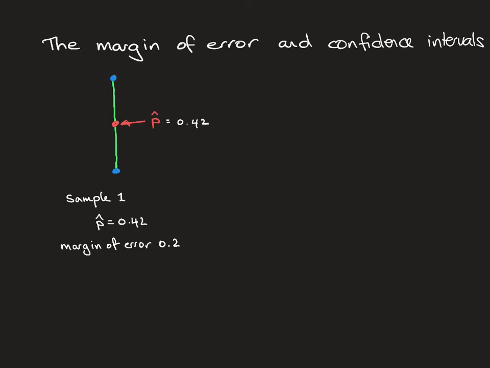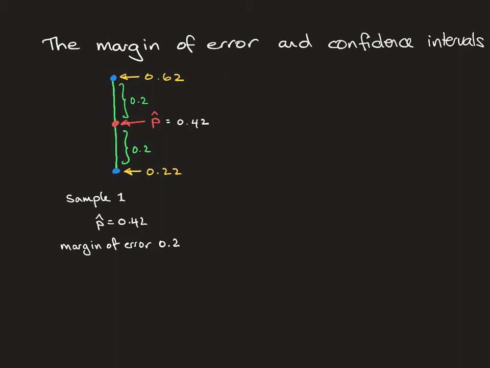So let's use sample 1, and for sample 1 p-hat was 0.42. So this value here is 0.42. Let's go with a margin of error of 0.2, which means that this distance here is 0.2. So we need to come down, so this distance here is 0.2. So that makes our lower value here 0.22. We do the same at the top end, put our margin of error on, so that's 0.2, which makes our top value 0.62.